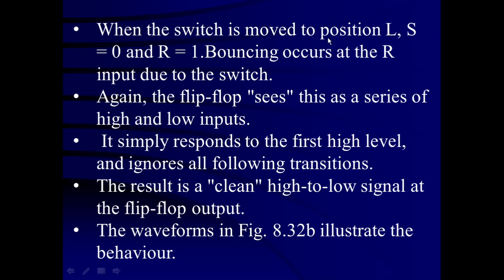When the switch is moved to the position L, that means the lower side, S is going to be 0, R is going to be 1, and bouncing occurs at the R input due to the switch. Again, the flip-flop sees this as a series of high and low inputs or bounces. It simply responds to the first high level at R and ignores the following transitions. The result is a clean high to low signal at the flip-flop output and the flip-flop stores 0. The waveform in figure 8.32b illustrates this behavior.